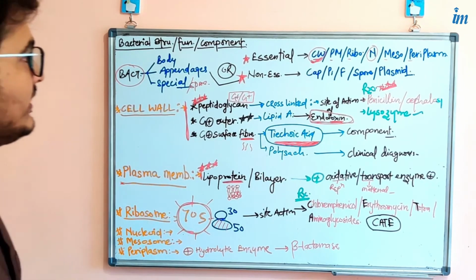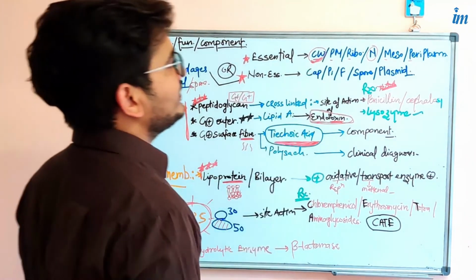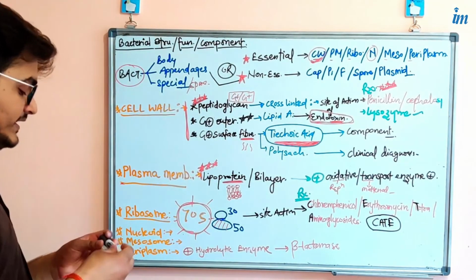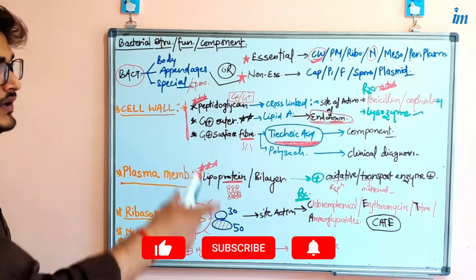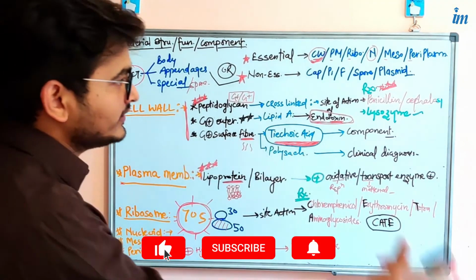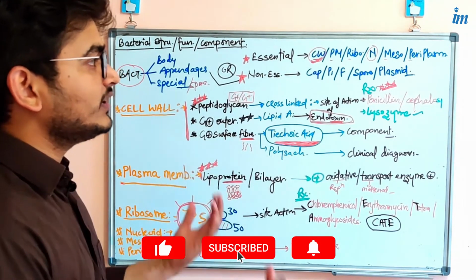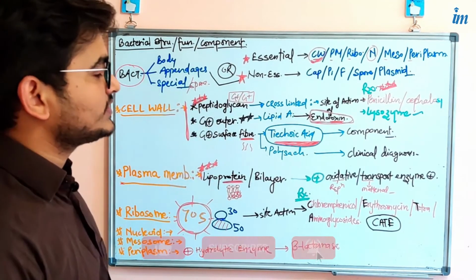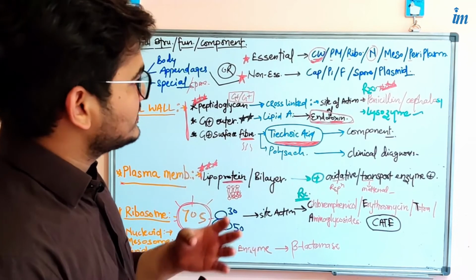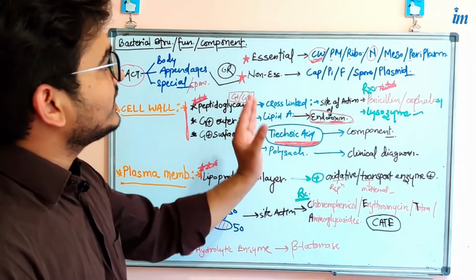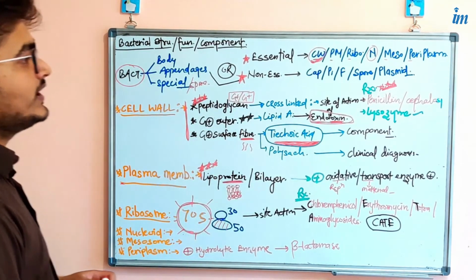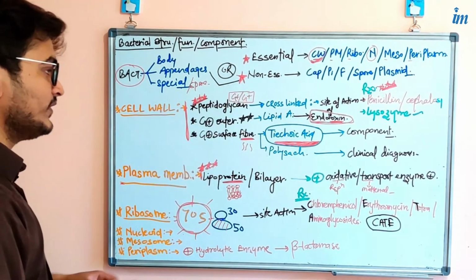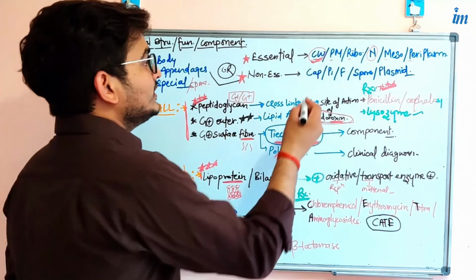The essential part of the bacteria contains cell wall, plasma membrane, ribosomes, nucleoids, mesosomes, periplasm. They have very great importance for the survival and continuity of their life, in the essential structure of the bacterial structure. And the non-essential ones contain capsule, pili, membrane, spores and plasmids. They are non-essential for the bacteria itself, but they are very important for pathogenicity.